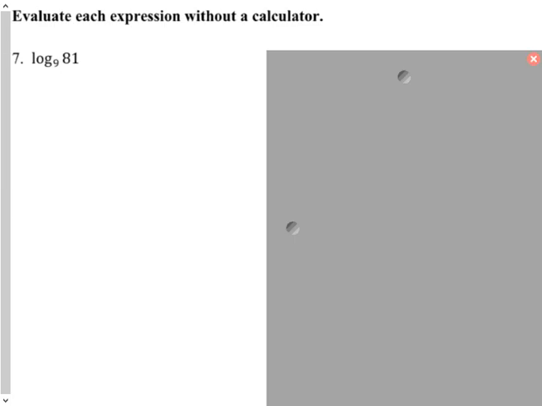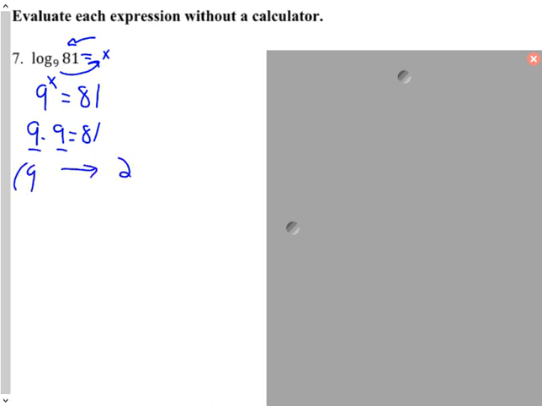Evaluate the expression without a calculator. Now when you run into one of these, if you're not confident, rewrite it into exponential form. Like this literally means 9 to what power is 81? Well, 9 times 9 is 81, so the answer is 2. You could have written that as 9 squared. So the answer is 2.